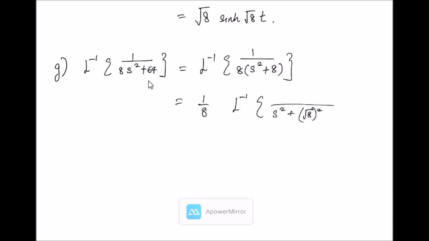Like the previous example, the numerator should still be the square root of 8. But this square root of 8 is an extra, so we need to cancel it out by dividing by the square root of 8. So the answer is 1 over 8 times 1 over square root of 8 sine square root of 8t.